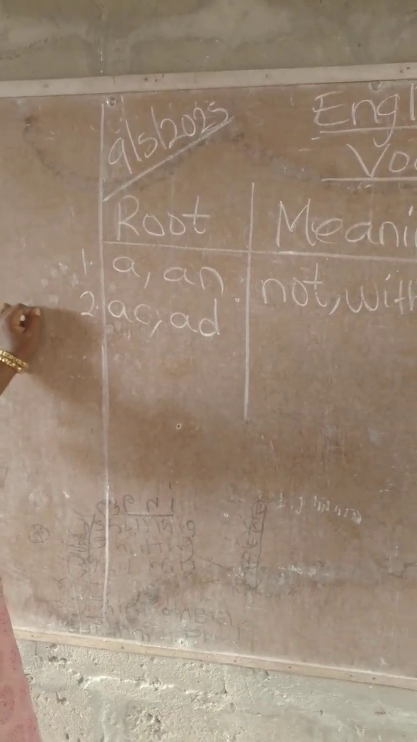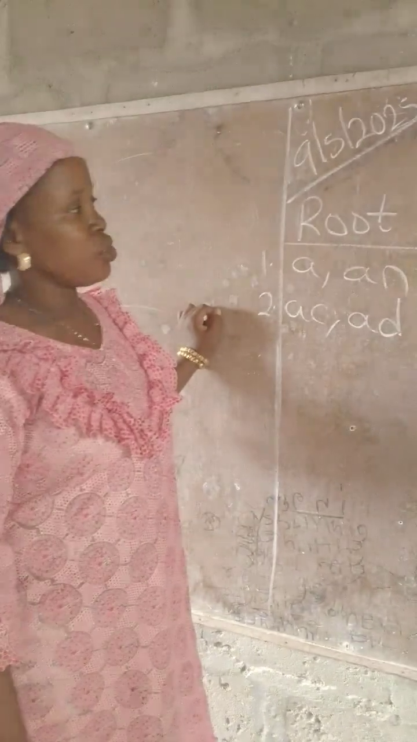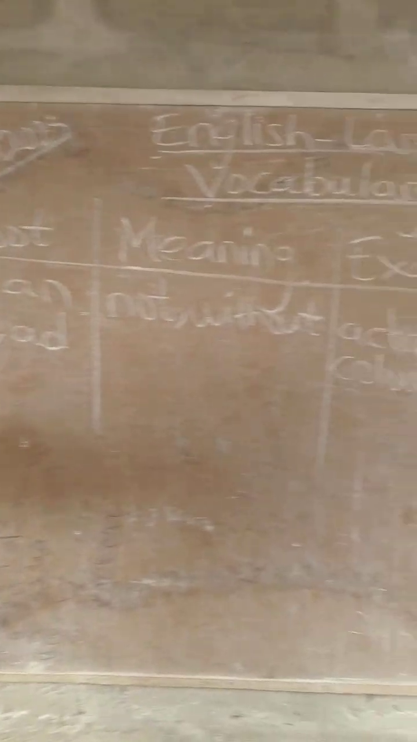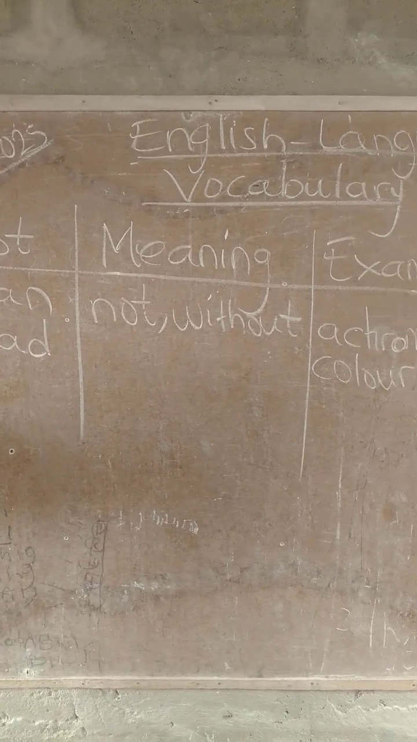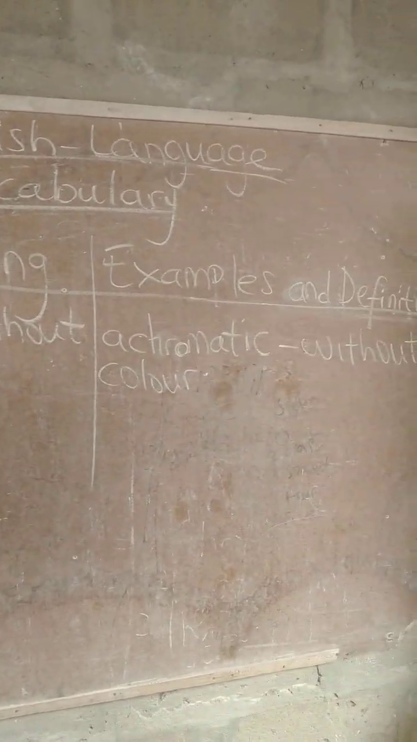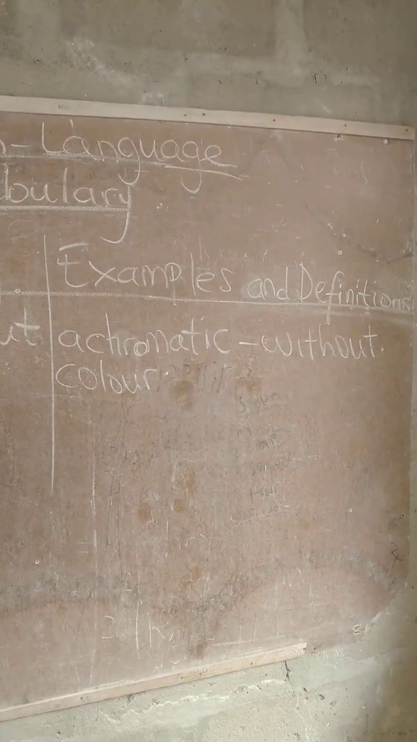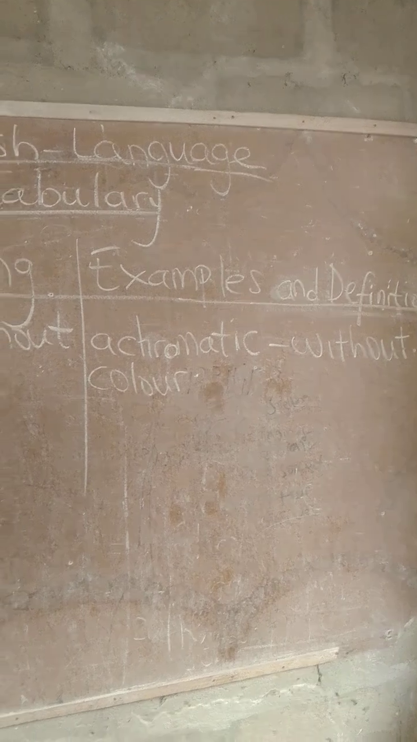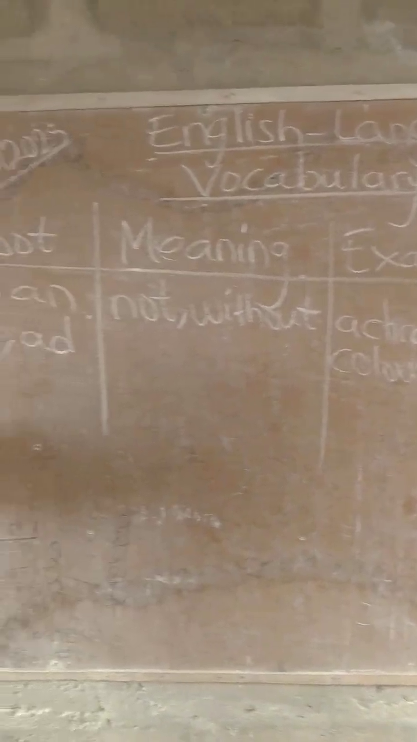Fine, thank you. So we continue from where we stopped. These are the root, meaning, examples, and definitions. Like a, meaning not or without. The example is achromatic, which means without color. And achromatic starts with what? Letter A.